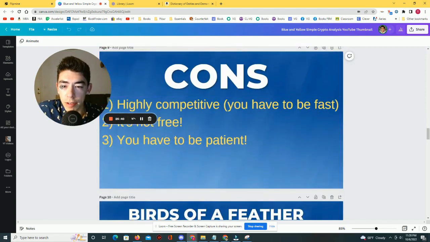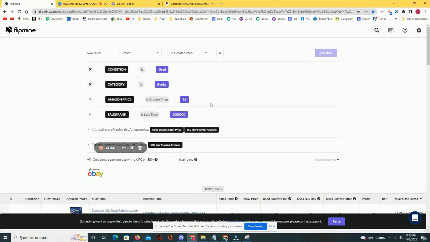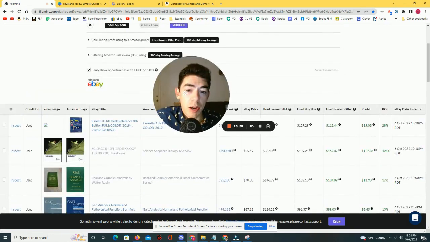Now, the cons are definitely that it's very, very competitive, and you'll see that books that are good deals are probably gone within like 5 to 7 minutes of them being listed on eBay, which means you have to be pretty quick. You have to be refreshing Flipmine pretty frequently to have a good opportunity at doing that.